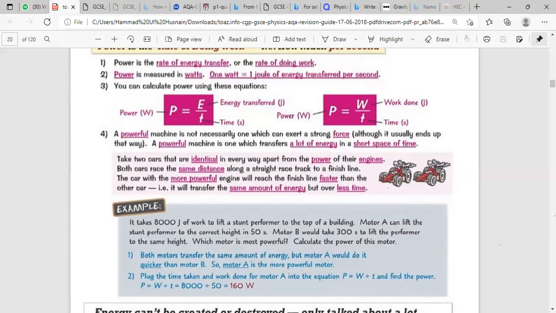The car with the more powerful engine will reach the finish line faster than the other car. The car which has the more powerful engine will reach first, or will win. Why? Because it has more power, so it can do the work more quickly. It can cover the distance in little time. So this is how power, work and time are related to each other, right?